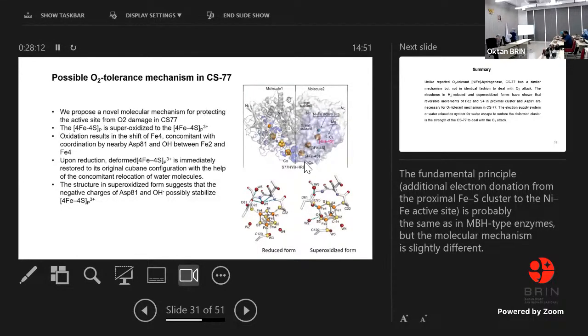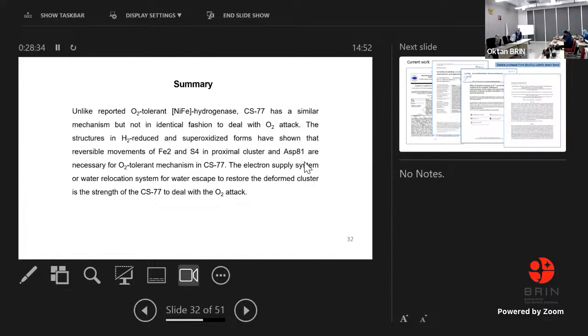This is based on the presence of the proximal cluster, which has the ability to protect itself from oxygen damage in the presence of aspartate 81 and also the hydroxides in the proximal cluster. All right, the next one.